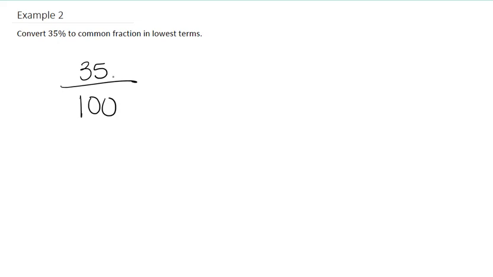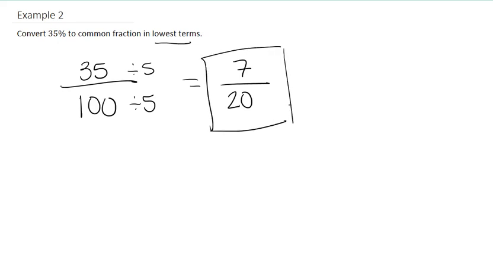but now we need to convert it into its lowest terms. So we can divide by 5 on the top and on the bottom, because it ends in a 5 and a 0, so we know it's divisible by 5. So 35 divided by 5 is 7, and 100 divided by 5 is 20. So this would be the reduced fraction.